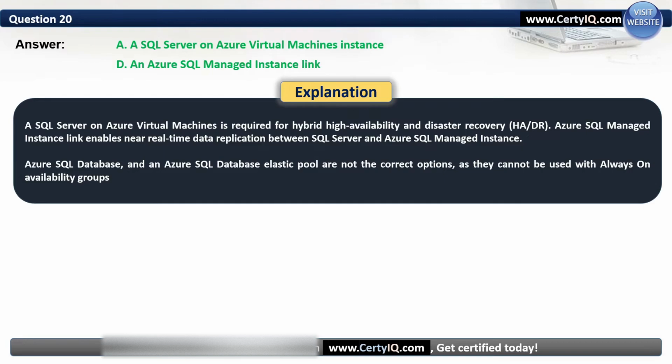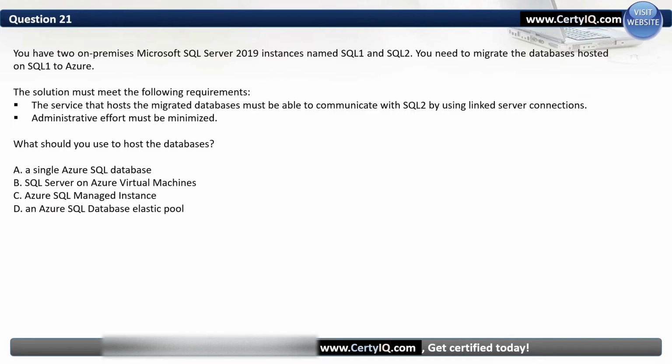A SQL Server on Azure Virtual Machine is required for hybrid, high availability and disaster recovery. Azure SQL Managed Instance link enables near real-time data replication between SQL Server and Azure SQL Managed Instance. Azure SQL Database and an Azure SQL Database Elastic Pool are not the correct options as they cannot be used with Always On availability groups.